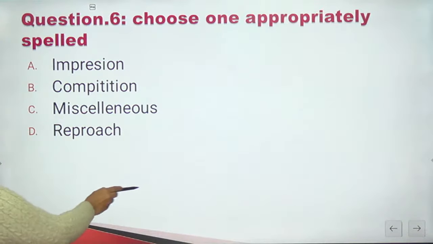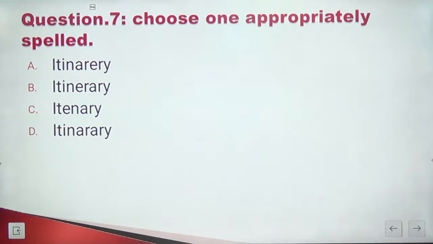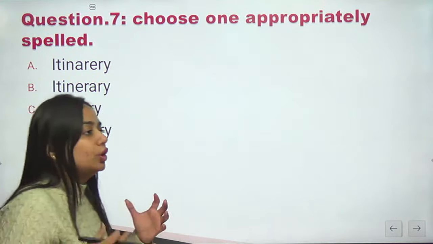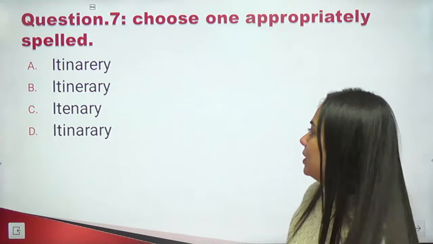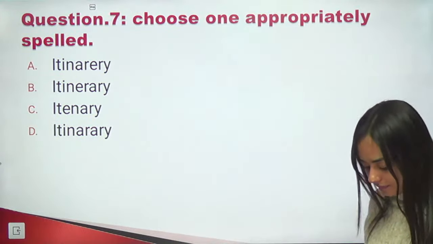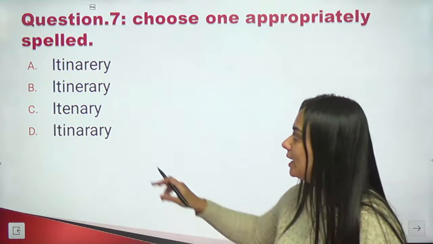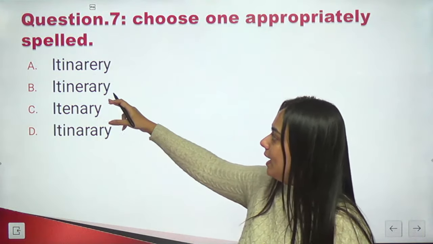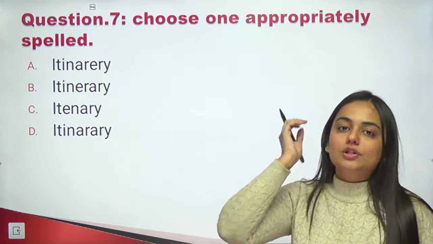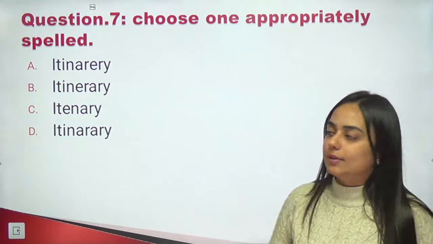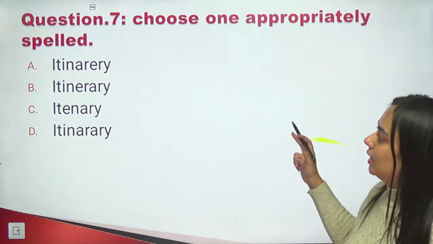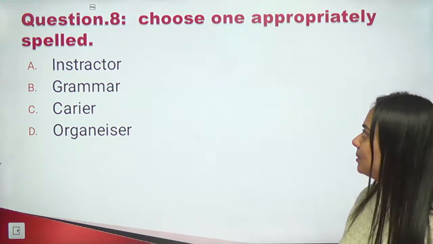Let's see one more question. Choose one appropriately spelled. Again, it is itinerary. Itinerary is a planned route or journey. So what is the right spelling of itinerary? Now it is pronounced like itinerary, but to your surprise, the right word is this one. Itinerary. A planned route. Let's see one more question so that you get some idea.